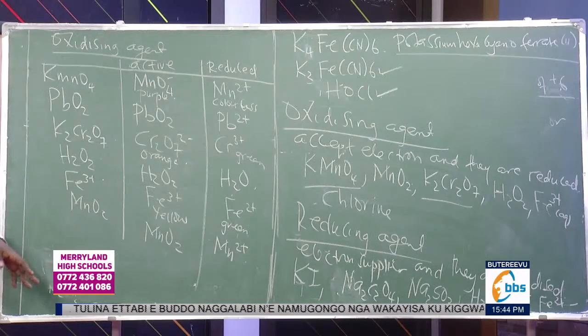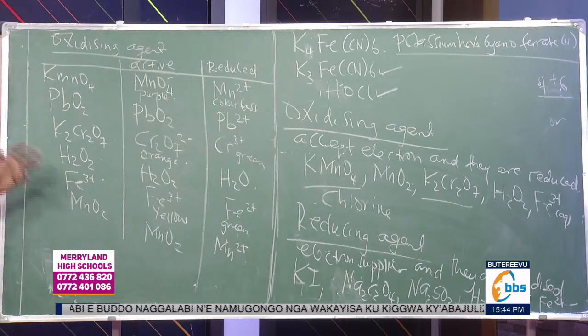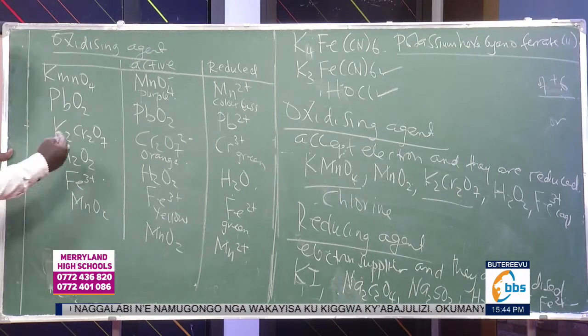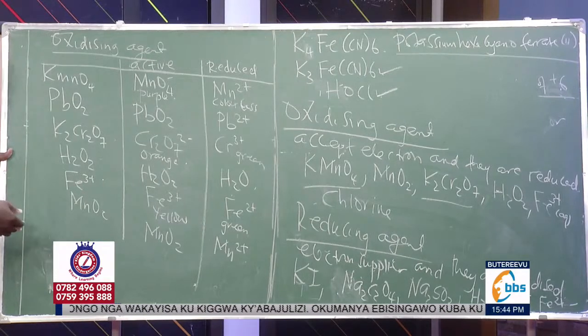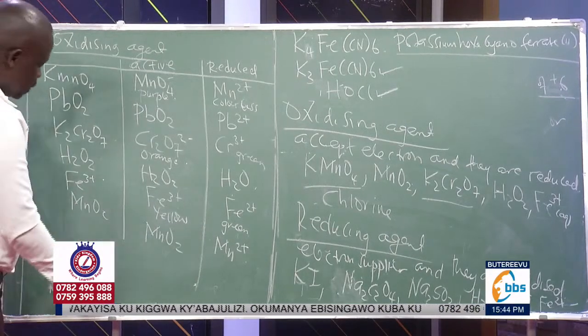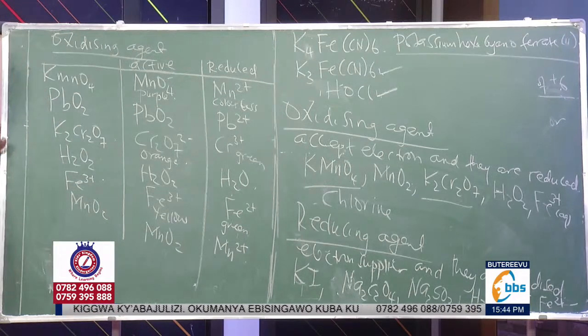So these are the oxidizing agents. Of course, there are many. We have sulfuric acid. We have nitric acid, because nitric acid is a strong oxidizing agent compared to sulfuric acid. It goes to nitrogen dioxide. But let us focus on these ones.